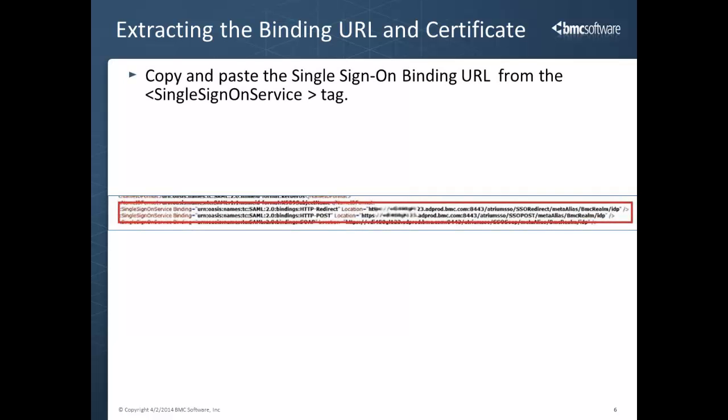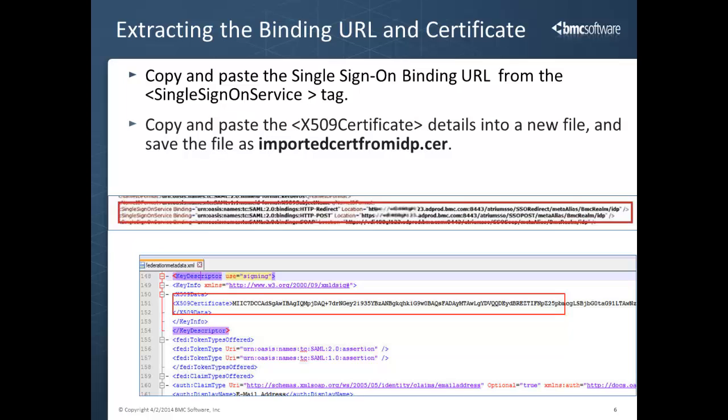From the same file, copy the URL provided in the location attribute of the single sign-on service binding tags as shown here and save it to a local file. Select the tag URL based on the SAML 2.0 binding that you are planning to use on the BMC Atrium SSO tenant console. You will use this URL when you configure remote IDP using the tenant console.